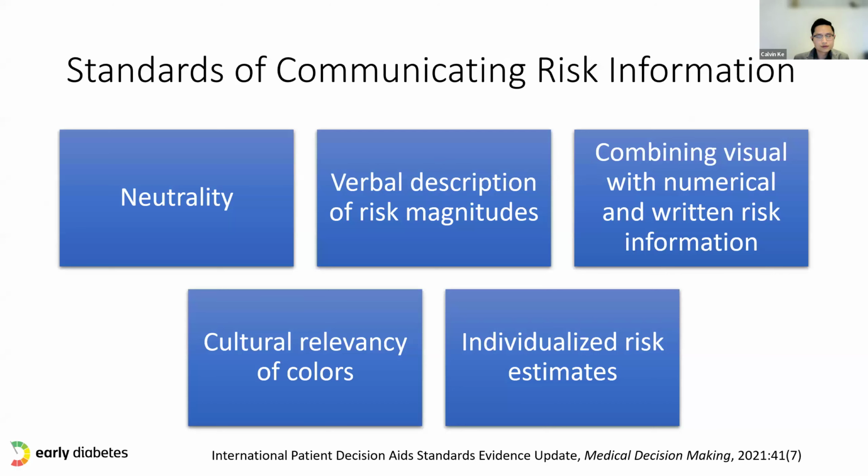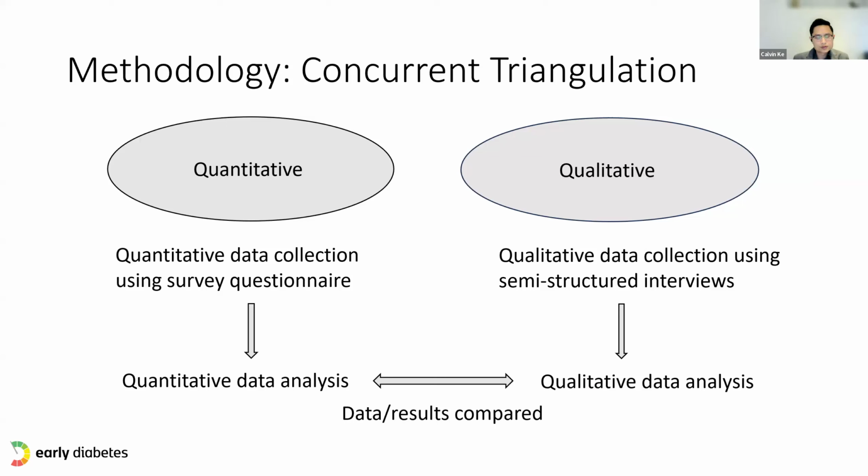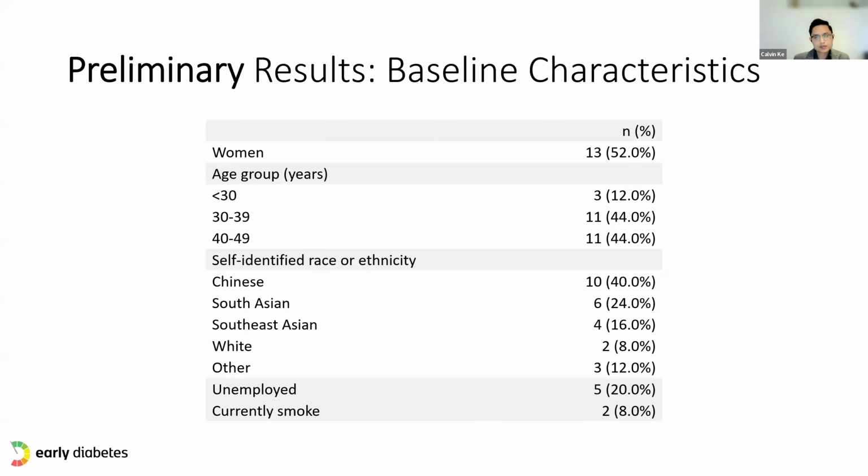There are principles of how we should present risk information, but they're not very prescriptive in how you should do it. There are certain things with the design, but there's still many ways you could present the risk and follow these standards. And we use this sort of mixed methods, concurrent triangulation approach to, I think, really nicely provide some of the quantitative and qualitative data to inform this type of work. And so these are the baseline characteristics. It's a very diverse population, socioeconomically and ethnically.